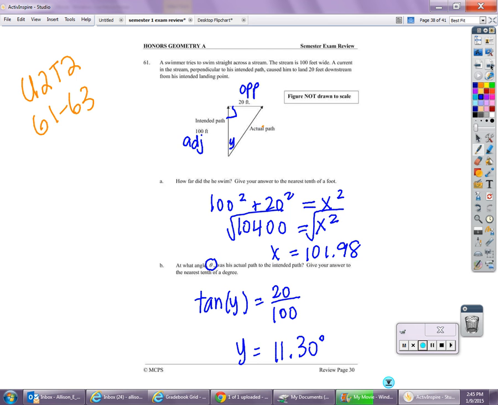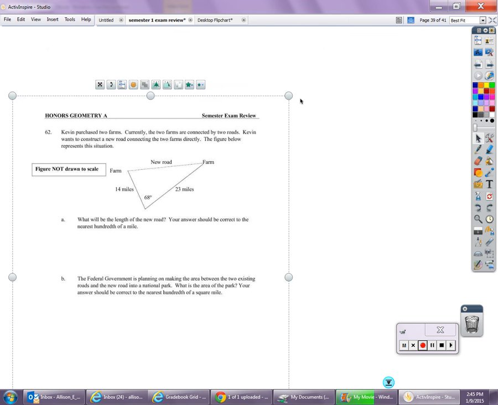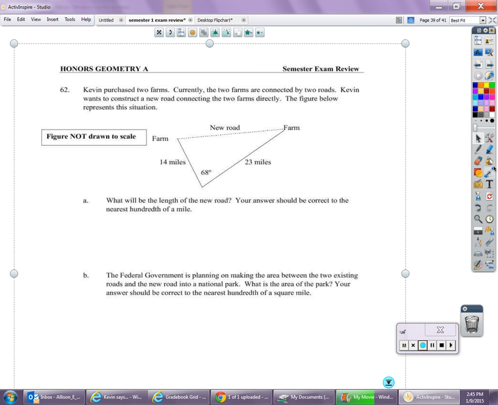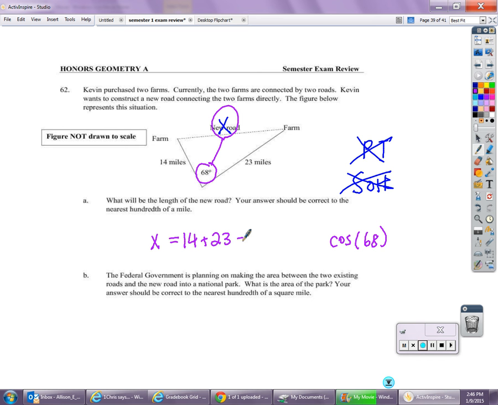All right, number 62. What will the length of the new road be? So I'm going to put an X here. This is not a right triangle, so I can't use the Pythagorean theorem, and I can't use SOHCAHTOA. I'm going to use the law of cosines. So the angle with its partner, cosine at the end with the angle 68, partner in the beginning, leftover, minus 2, leftover, and the icing on the top. It looks like the Pythagorean theorem, but it's not.